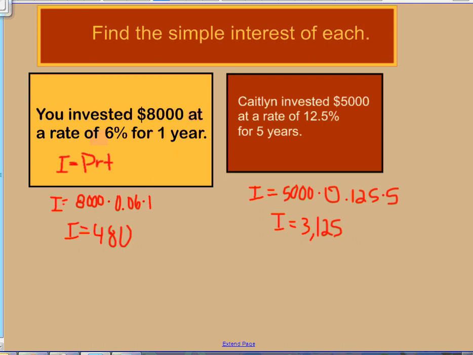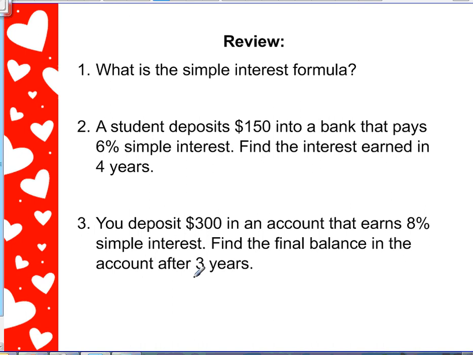All right. So that's all I have for you today. But before you think that you're totally off the hook, I would like you to actually answer these three questions for me in your WISC. They're just some quick review. So what is the simple interest formula? It's pretty self-explanatory. A student deposits $150 into a bank that pays 6% simple interest. Find the interest earned in 4 years. This last one is you deposit $300 in an account that earns 8% simple interest. Find the final balance in the account after 3 years.